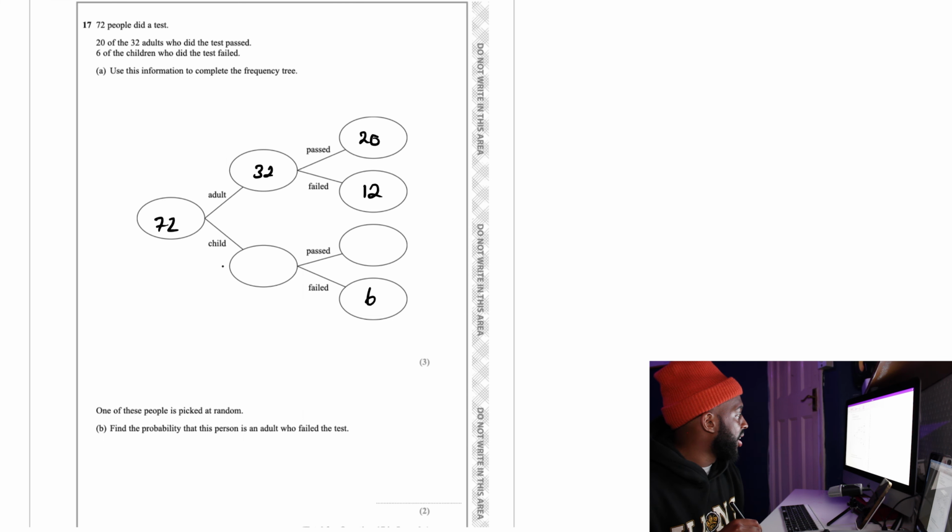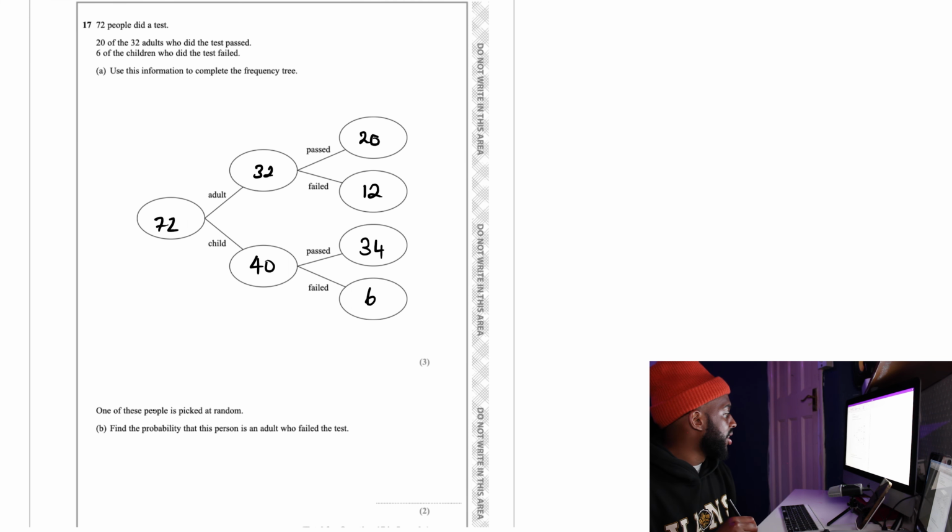And then these two branches, 32 and this blank one, should add up to 72. So we do 72 minus 32 to get this one. That's going to give us 40. And then same for these two. These two should add up to the 40 there. So 40 minus 6, that's 34.